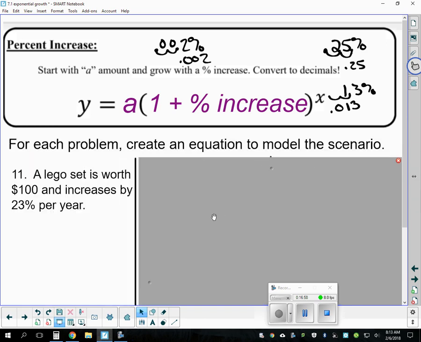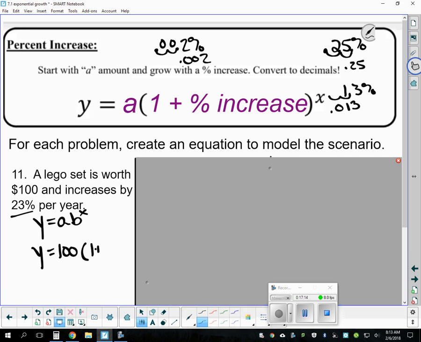Okay, for each problem, create an equation and model a scenario. A Lego set is worth 100% or $100 and increases by 23% each year. Well, that definitely means it is exponential. Your initial value is $100, and your b is going to be 1 plus your percent, but your percent has to be written as a decimal. So 0.23, you've got to move that over to the x. So y equals 100 times 1.23 to the x.